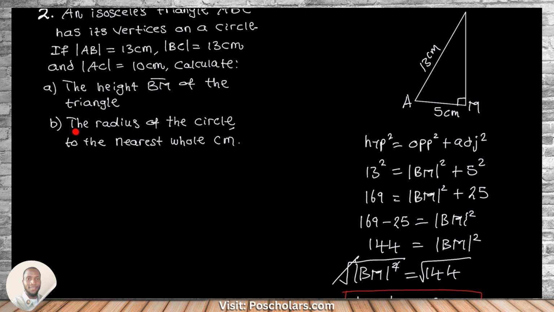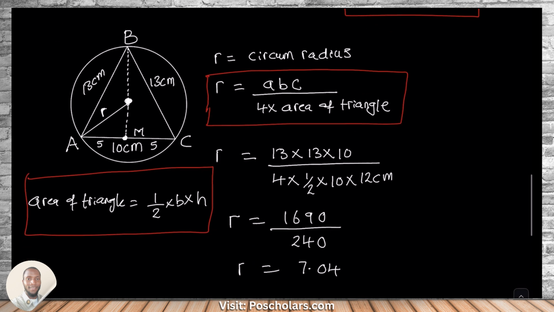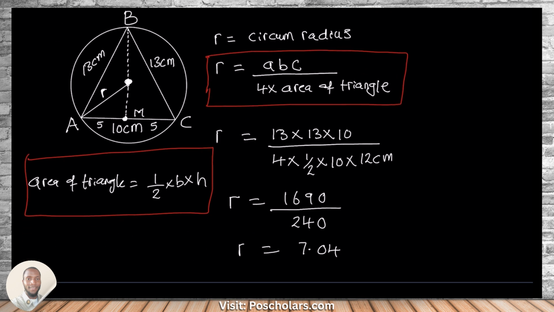Instruction says calculate the radius of the circle to the nearest whole centimeter, right? To the nearest whole centimeter. So to the nearest whole centimeter, the radius is approximately 7 centimeter. As simple as ABC, right? So this is the final answer.